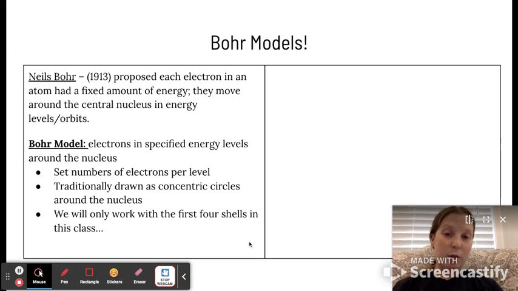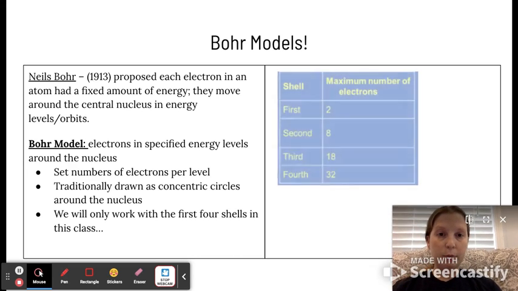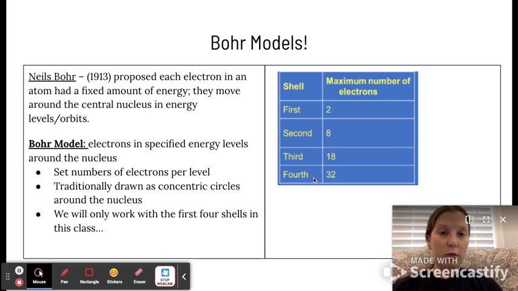For this class in particular, we're only going to look at the first 4 shells of the Bohr model. On those shells, for the first shell, you can only have 2 electrons. The second shell can hold 8. The third can hold up to 18, and the fourth can hold up to 32.